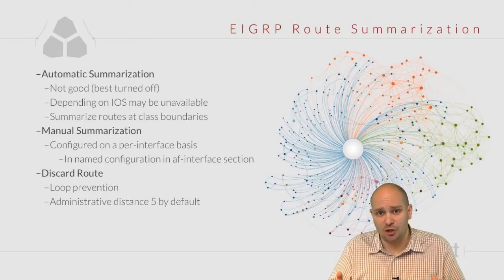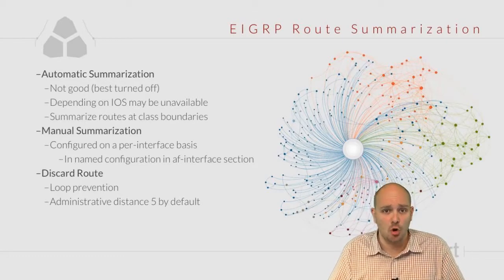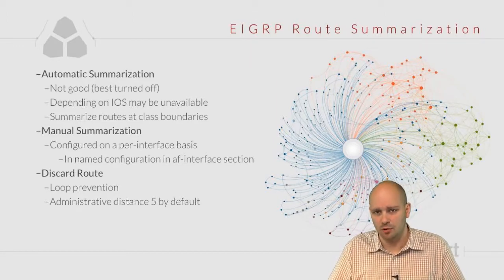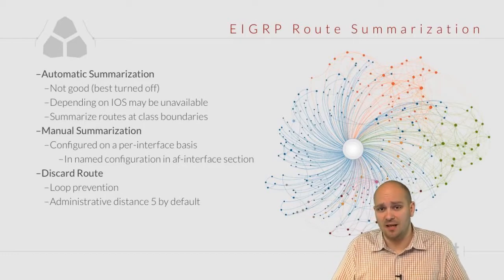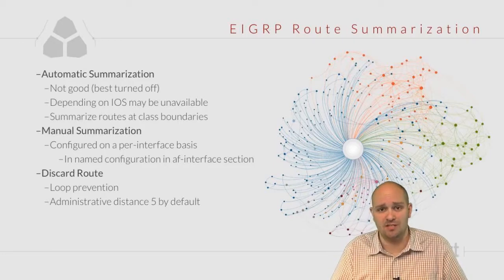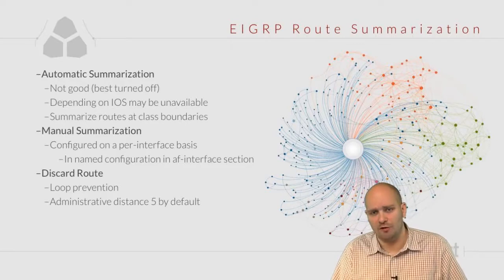It is easily turned on with auto-summary under the EIGRP process, and it's even more easily turned off with no auto-summary. If you happen to be using IOS 15 or newer, auto summarization is turned off. If you are using IOS with a version number lower than 15, auto summarization will be turned on. And you should, as I said, turn it off.